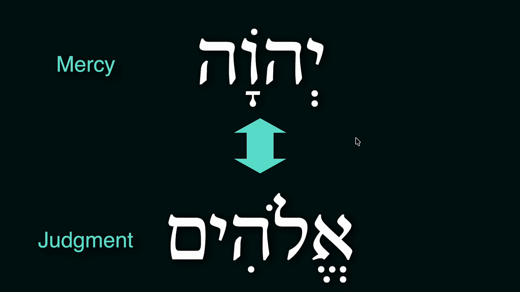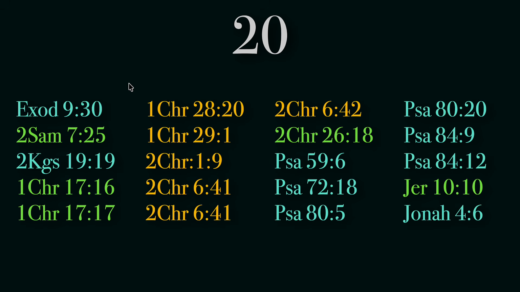Okay, so rabbis also see Hashem as referring to the attribute of mercy, and Elohim as referring to the attribute of judgment. That's the explanation for the compound name. Now, the remaining occurrences of Hashem Elohim, right? I said it occurs 40 times, and the first 20 were in Genesis chapter 2 and chapter 3. The remaining 20 occur first time in Exodus 9:30.